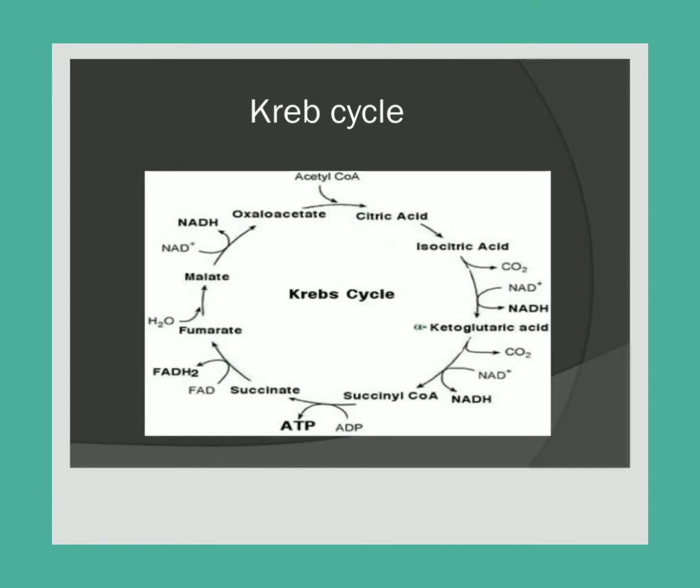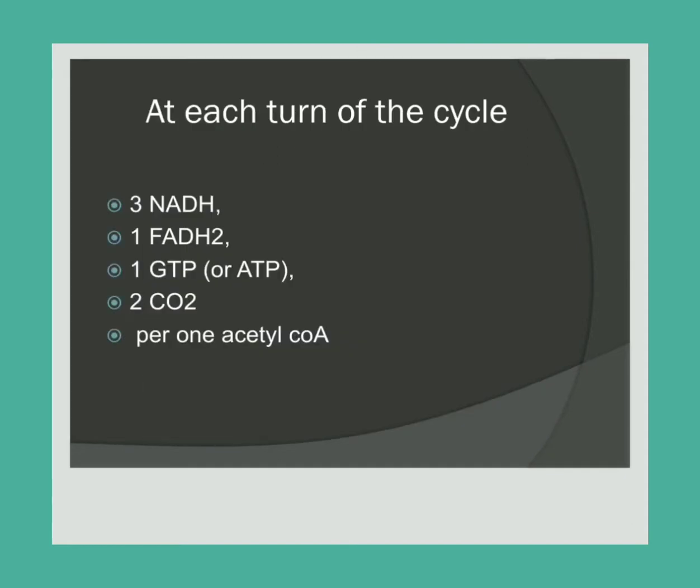Fine, if you see the reactions here, oxaloacetic acid is converted into citric acid in the presence of acetyl CoA. This will continue, and at each turn of the cycle, that is per 1 acetyl CoA, 3 NADH, 1 FADH2, 1 GTP and 2 carbon dioxide will be formed. But here 2 acetyl CoA molecules are there, so they will be doubled.